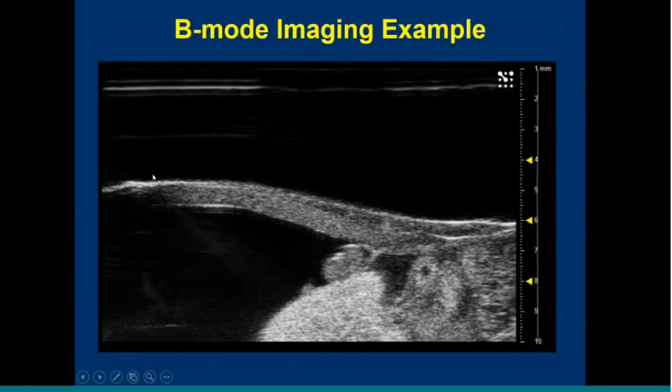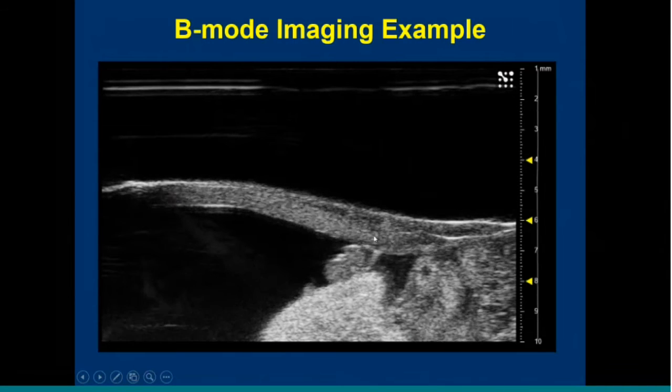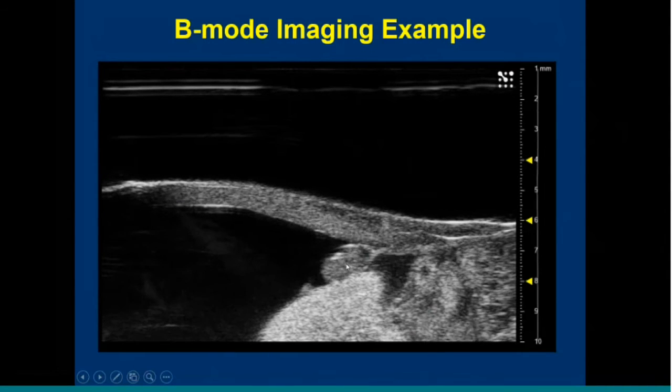There's a vessel that's coming into plane here and then moving out of the plane. You can see branching there. There are two vessels in cross-section right here. There are some smaller vessels and blood flow throughout.